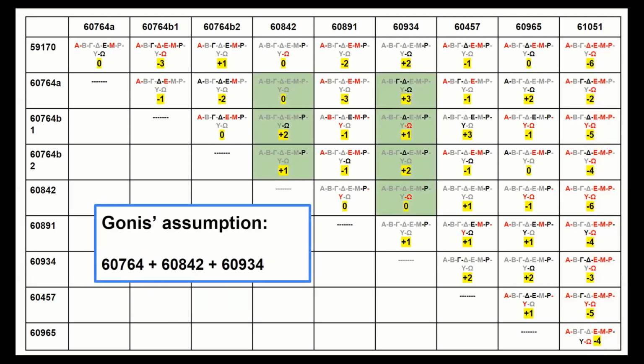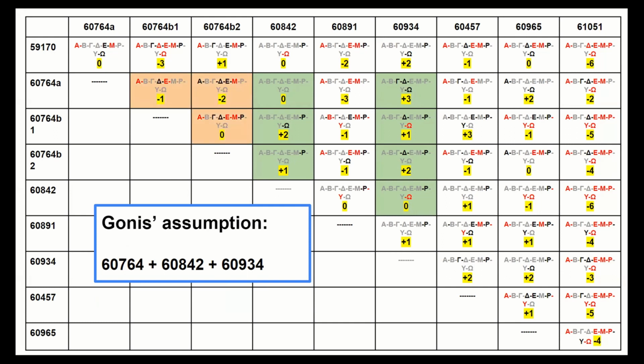Another conclusion, going back to Gonis's assumption, is that the three manuscripts he compared or linked indeed score very high, considering the general situation. We only have 0 or plus scores, and almost the best scores in the whole table. We would just have one other +3 here.